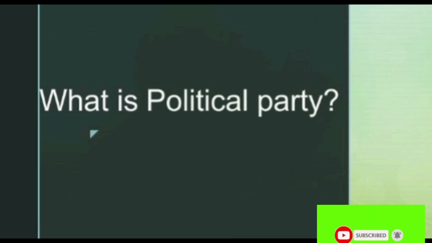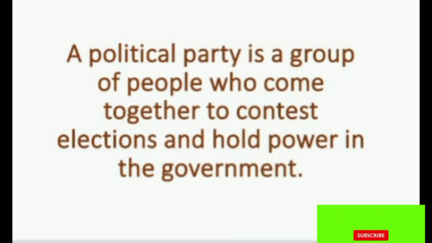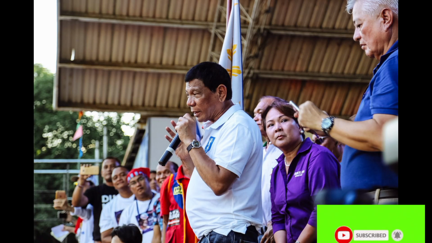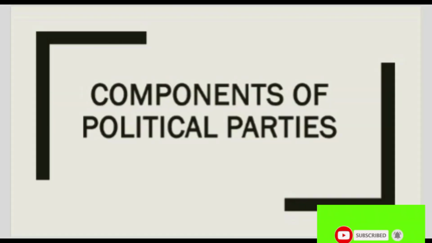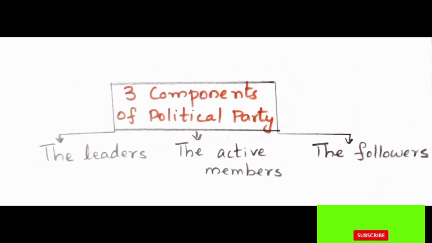What is a political party? A political party is an organized group of people who come together to contest elections and try to hold power in the government. They agree on some policies and programs for promoting national interest. Since there can be different views on what policies are better than others, they try to implement their policies by winning popular support through elections. Political parties have three components: the leaders, the active members, and the followers.